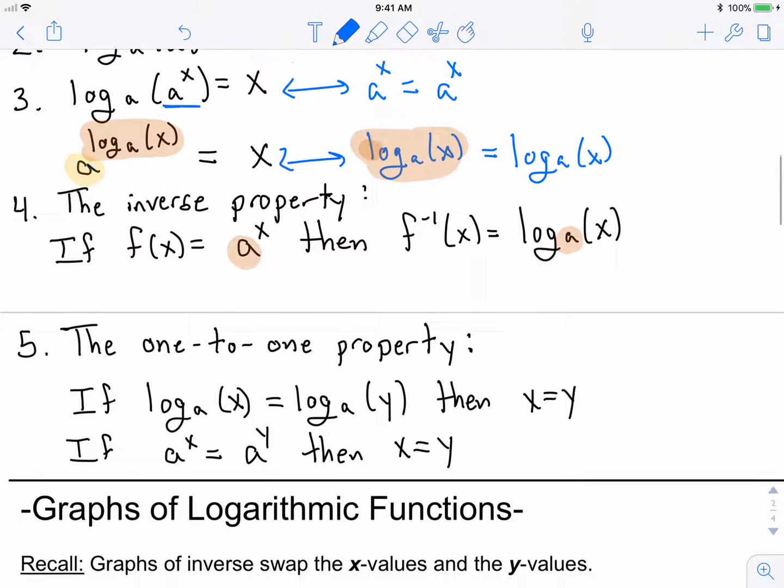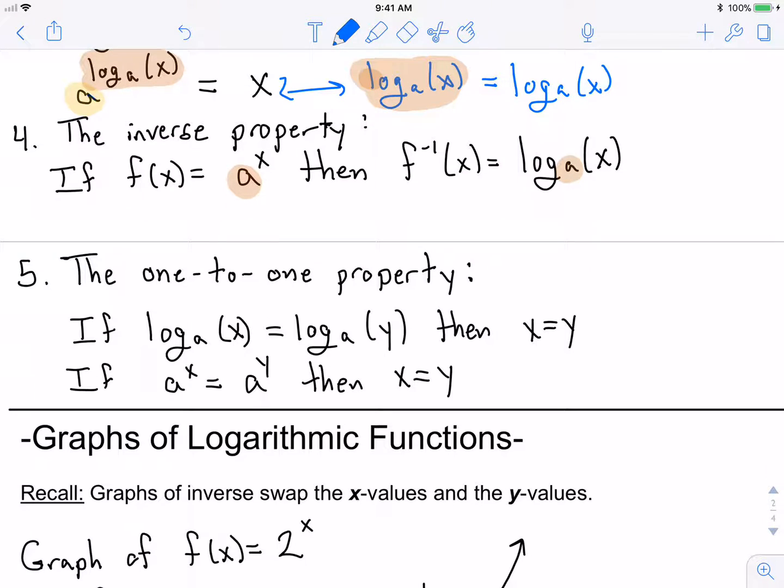Property 5 is also quite nice, and it's one of the ways we can evaluate logarithms rather simply. This is called the one-to-one property, and what it says is that if we have an equation, and we have two logarithms with the same base on both sides, then they're able to cancel each other out, and we can just take whatever's in the parentheses and set them equal to each other. Log base a of x is equal to log base a of y, if and only if x equals y.